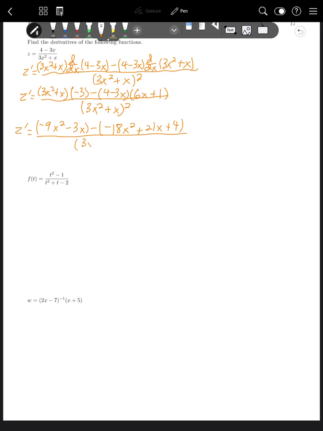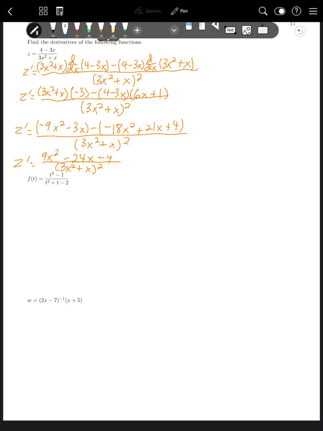all over 3x squared plus x squared, and now combine like terms by subtracting. So negative 9x squared minus negative 18x squared becomes positive 9x squared. Negative 3x minus 21x becomes negative 24x, and minus 4 becomes minus 4. And there we go. So that's the final answer. Okay, and so these last other two are going to be fairly similar to that.